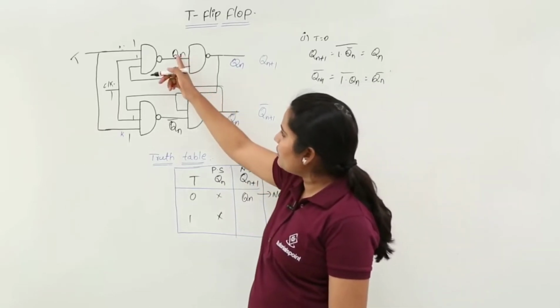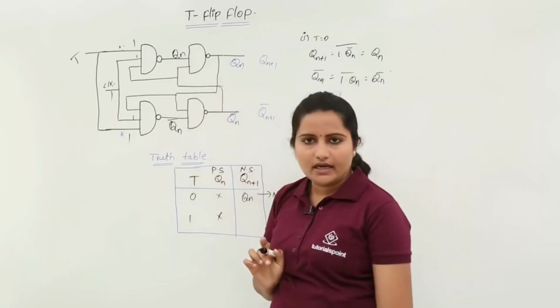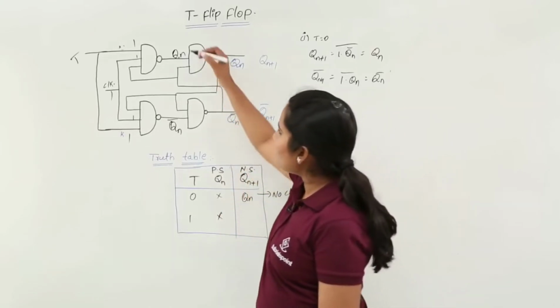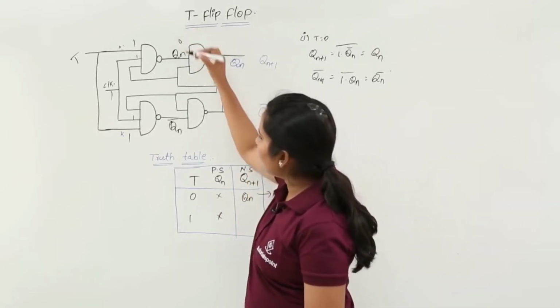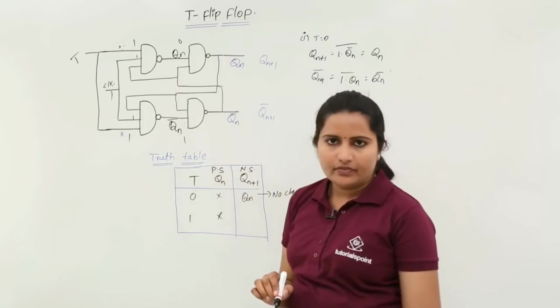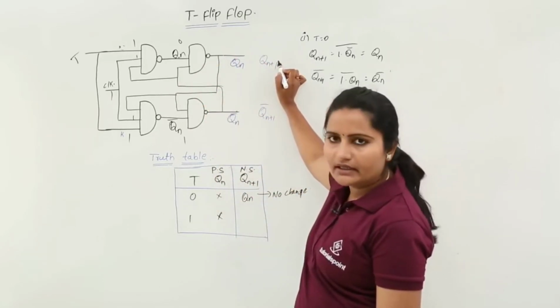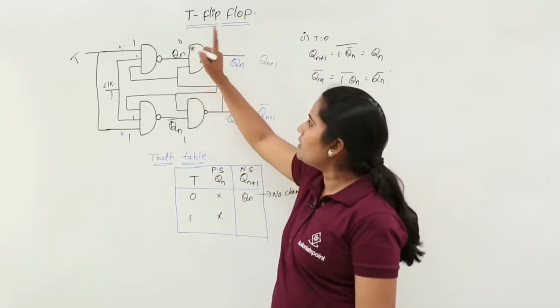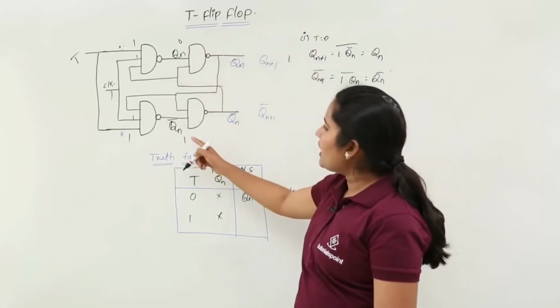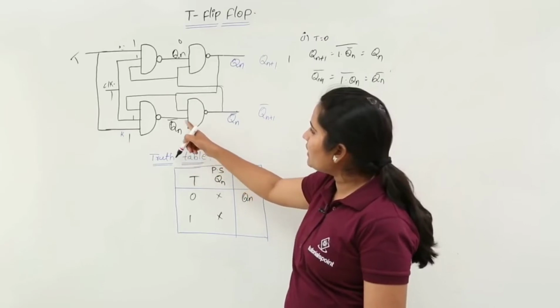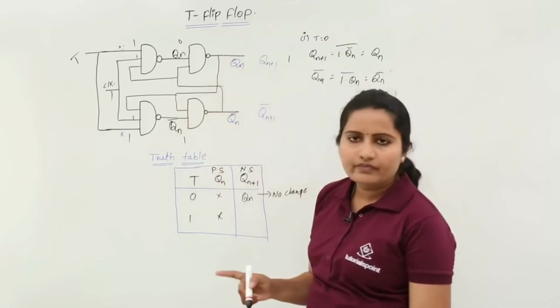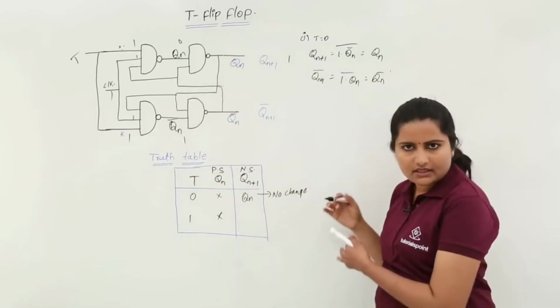If Qn equal to 0, Qn bar you are getting 1. For example, if you got 0 here, obviously you are getting 1 here. Then what is the Qn plus 1 you are getting? That means 0 into anything whole bar you are getting 1 here, and here you are getting 1 into Qn whole bar, whatever you are having, that you are getting.